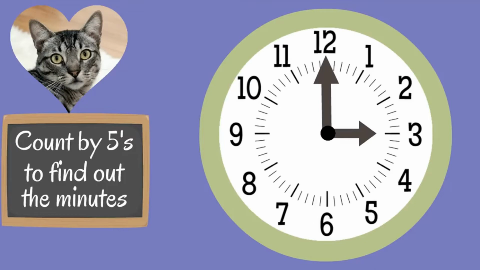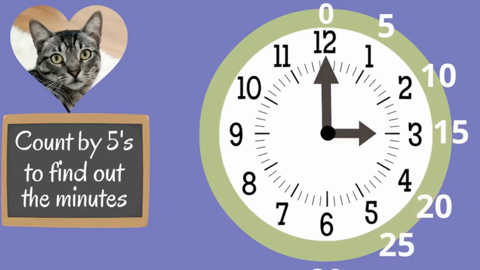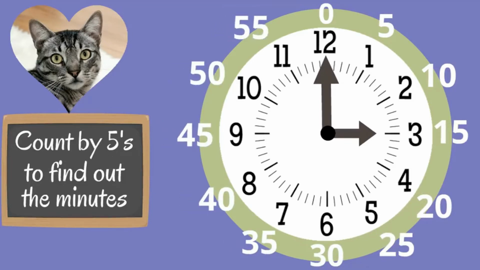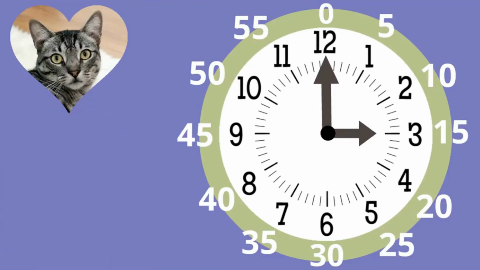Let us start from number 12. Number 12 is like a starting line. If the minute hand is at 12, it means 0 minutes. Then 1 is 5, 2 is 10, then 15, 20, 25, 30, 35, 40, 45, 50, 55. Then back to 0. All we have to do is count by 5.